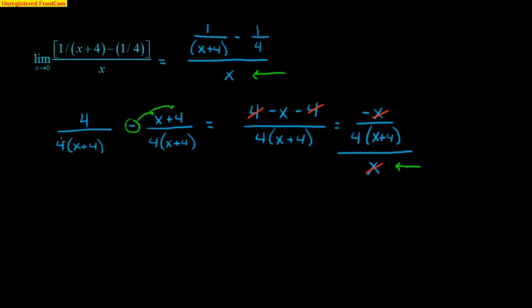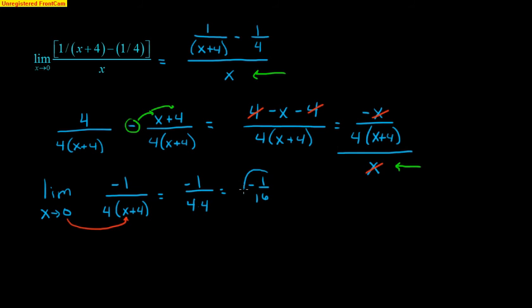So when it's all said and done, I'm going to bring the limit back into this here. I got the limit as x approaches 0. Now what was left in the numerator here? We're going to have a negative 1 left in the numerator. And we're going to have a 4 times x plus 4. And now we can actually do direct substitution. That 0 can get plugged in for x right here. And we're going to see that we're going to have a negative 1 over 4 times 4, which is going to give us a negative 1/16 for an answer with this one.